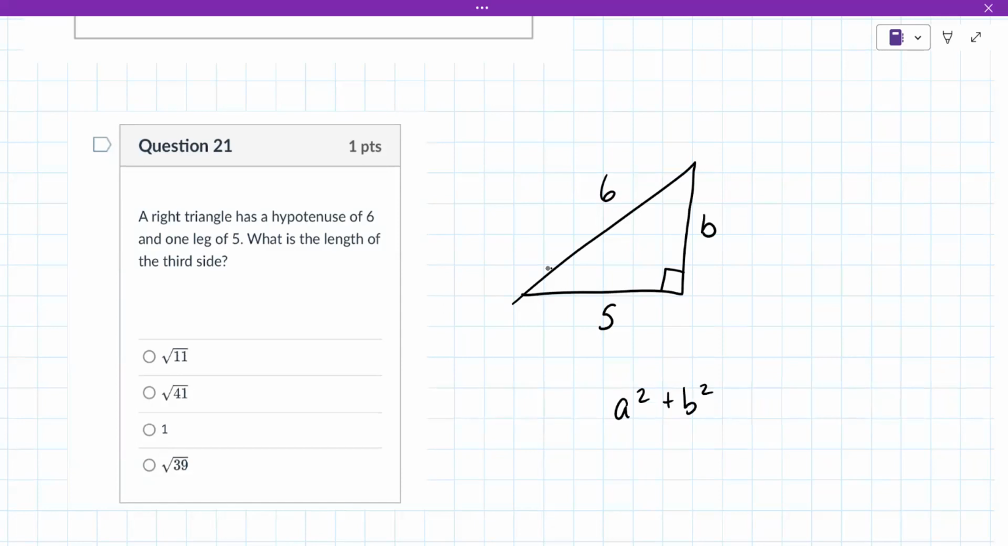A. Yes, it is. A good Pythagorean theorem.